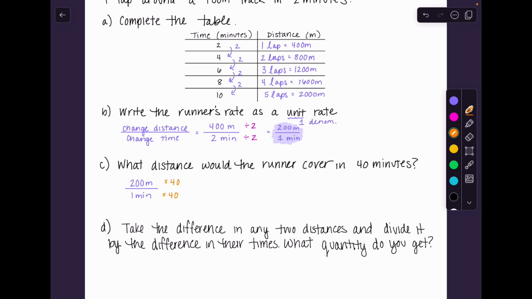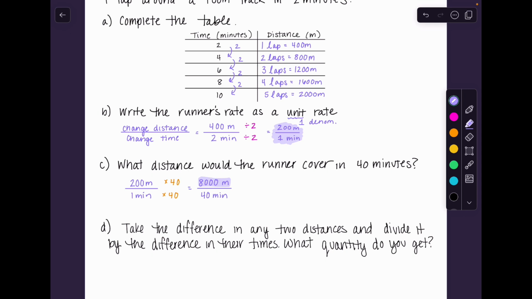So if I do that in the top, I've also got to do that in the denominator. And so we've got what we need in the bottom, 40 minutes. And if you do 200 times 40, you're going to see that's 8,000. Okay. So this runner would cover 8,000 meters in 40 minutes. So that is exactly the distance that we're looking for. They would cover 8,000 meters in 40 minutes.